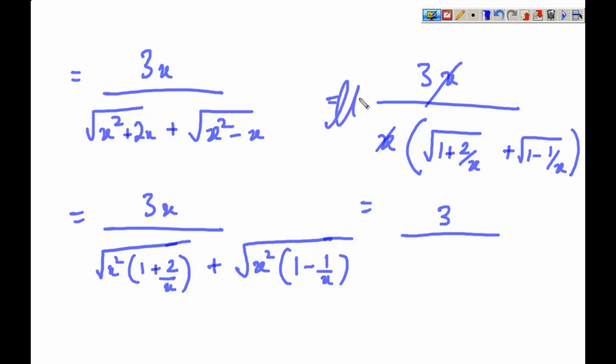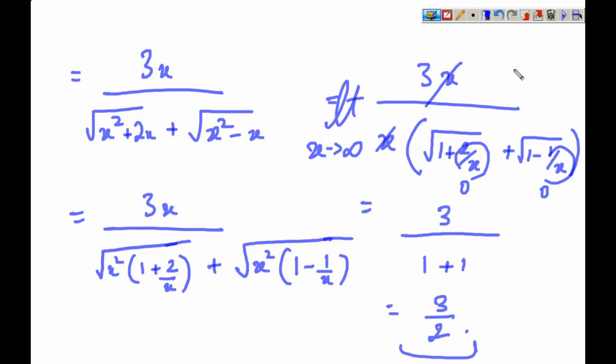If I apply the limit here as x approaches infinity, putting infinity in place of x, I get 1 + 2/infinity, which is 0, and 1 − 1/infinity, so these two will be 0. I'm left with 1 plus 1, so I'm left with 3/2. So this is the actual limit of this function when x is approaching positive infinity.